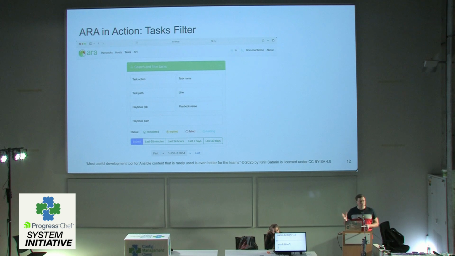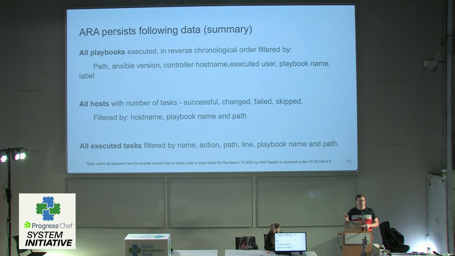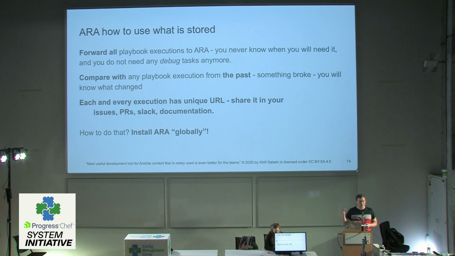So what can you do? How can you benefit from it? Yeah. Each and every task, host, and playbook execution has a unique URL. You can share it, like if you have a problem with a playbook, you can share it with a colleague and ask, what's going wrong here? Oh, sorry, I forgot to share it. Yeah, how can you do that? How can you share the playbook if it's running on your local host? Install ARA globally. This is exactly what we did.